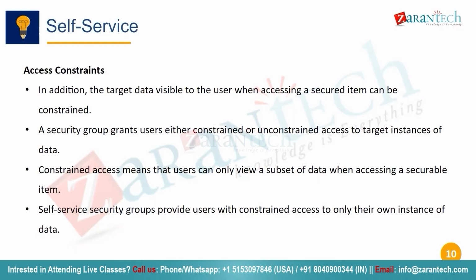Only they will be able to proxy. They cannot proxy any employee outside of the APAC region. Let's say for the US or EMEA, they cannot proxy any employee. They can just go and view access, but they will not be able to proxy. So these are the differences between constrained and unconstrained security access.